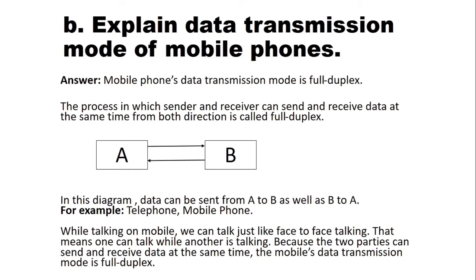So my dear students, you can see a diagram here. A is a device and B is another device. You can say A is sender and B is receiver. Data can be sent from A to B, and as well B to A. From both directions we can send and receive data. For example, telephone, mobile phone, or smartphone.